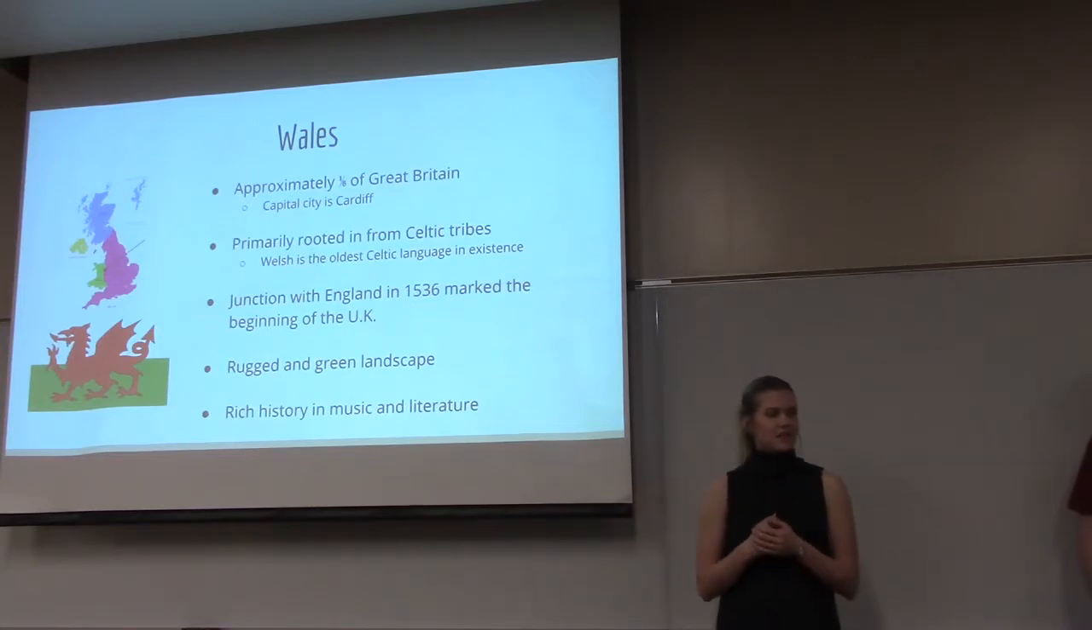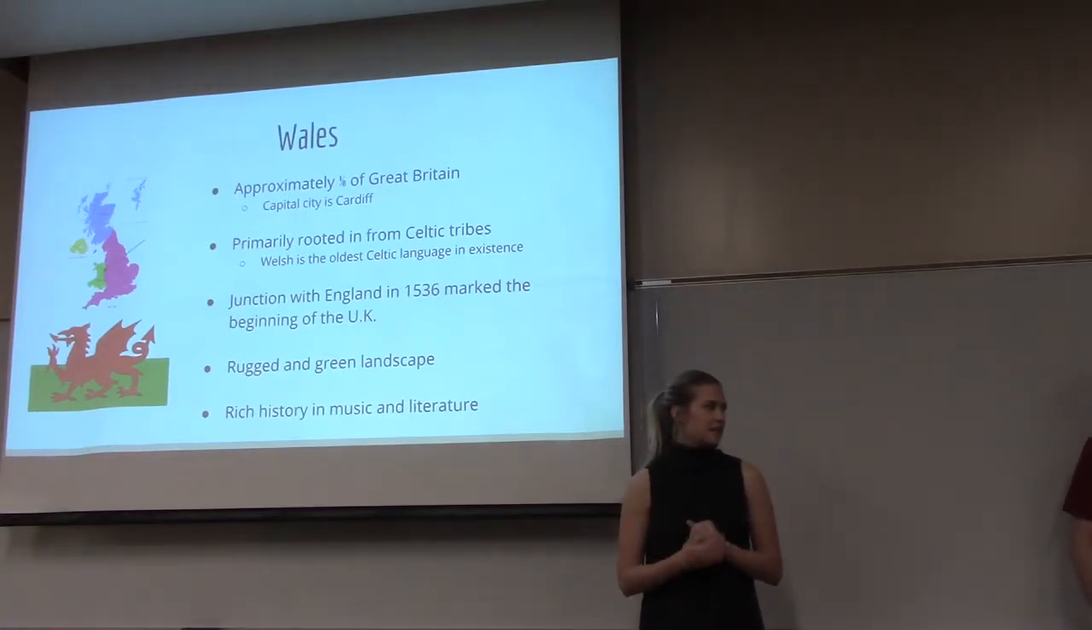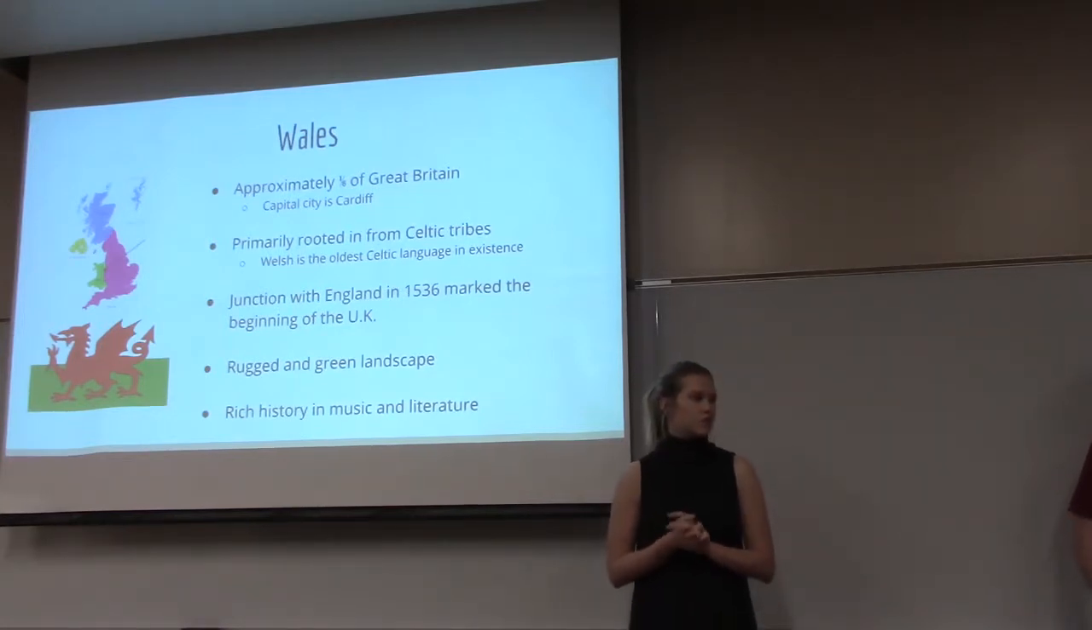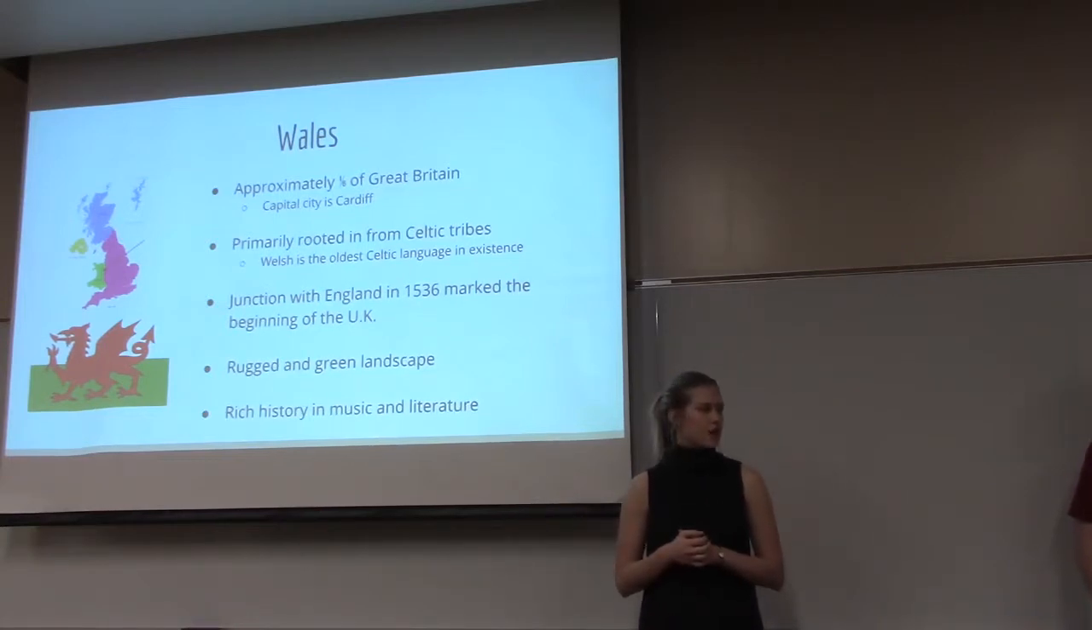And Wales is just a sixth of Great Britain, so a lot smaller than England. The capital city is Cardiff, and it's primarily rooted in Celtic tribes. Welsh is the oldest language there and most commonly used. The union with England in 1536 marked the beginning of the UK, which we just talked about. And it has a very rugged and green landscape with lots of mountains, lots of rivers, and vegetation there. Rich history in music and literature as well.